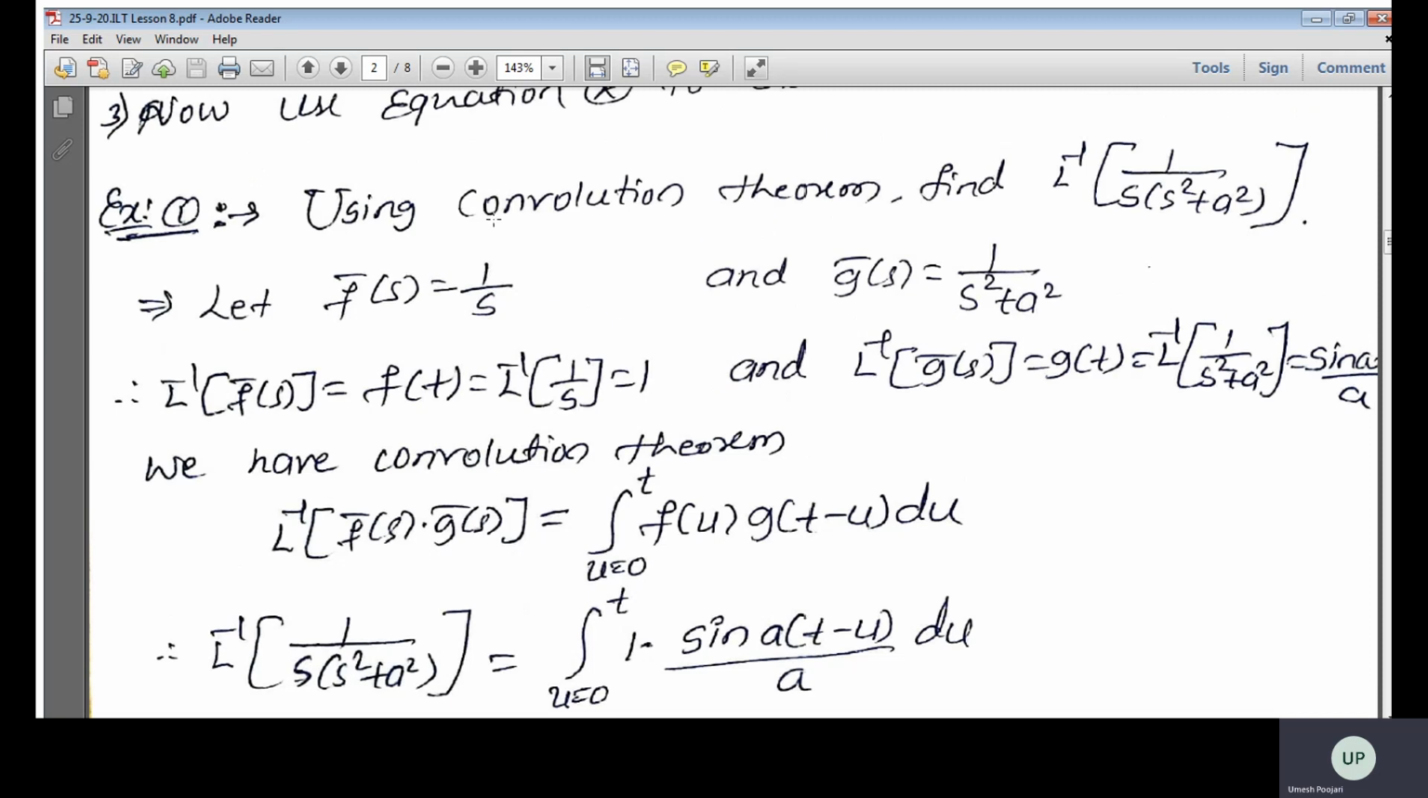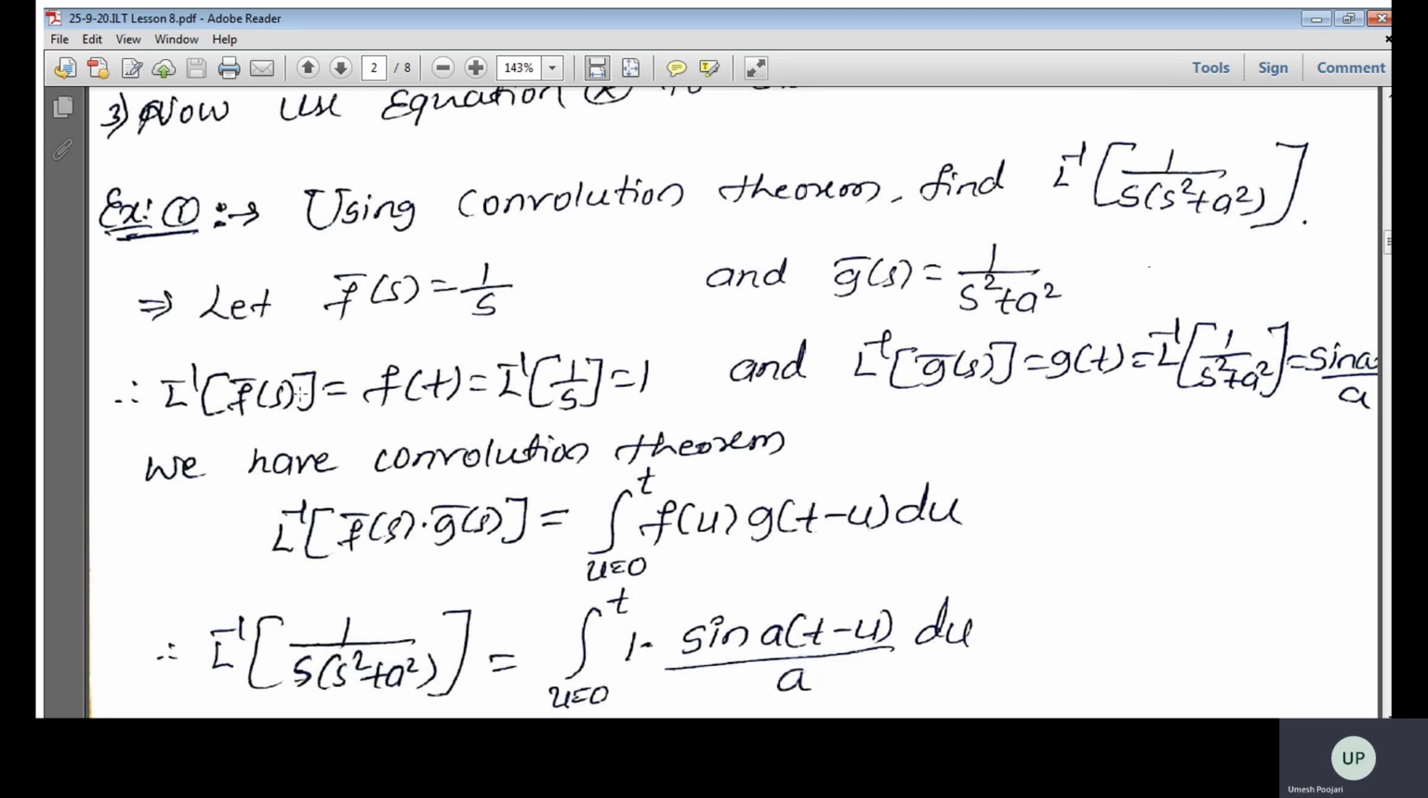The first one is: using the convolution theorem, find L inverse of 1 by s into s square plus a square. Here you can see there is a product of two different terms, 1 by s and 1 by s square plus a square. Express this as a product of two functions, say f bar of s and g bar of s. So let us take f bar of s equal to 1 by s and g bar of s equal to 1 by s square plus a square. You can observe that if you multiply these two terms, f bar into g bar, you will obtain the original function.